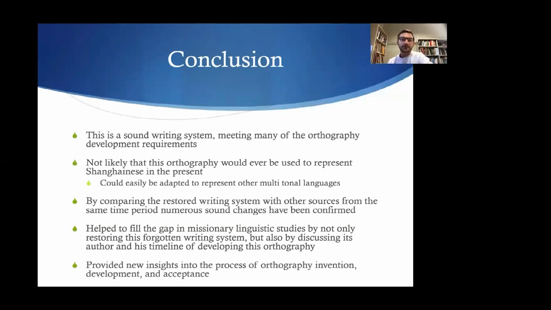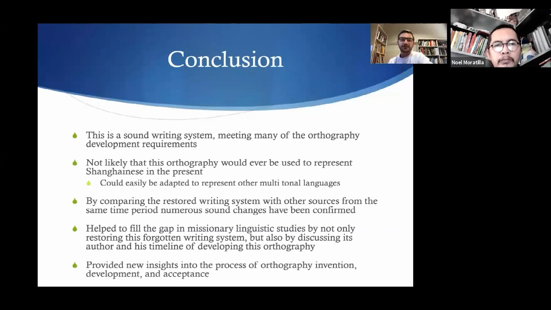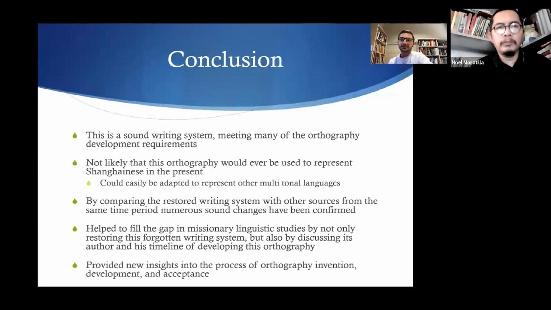By comparing the restored writing system with other sources from the same period, I've confirmed a few sound changes. And I hope that this kind of study helps to fill the gap in missionary linguistics and to provide new insights into the process of orthography invention, development, and acceptance.